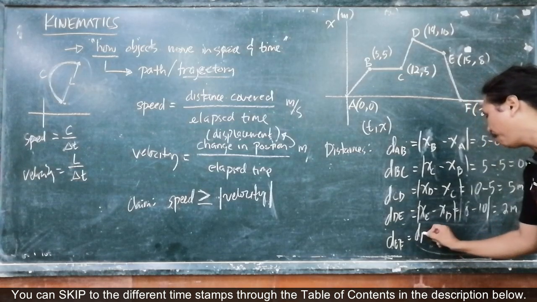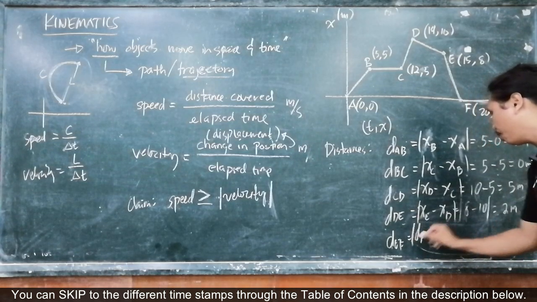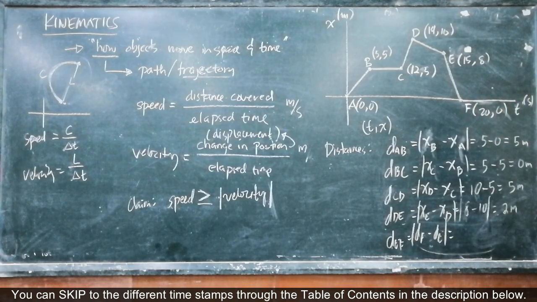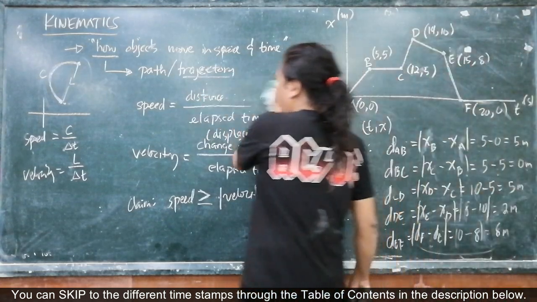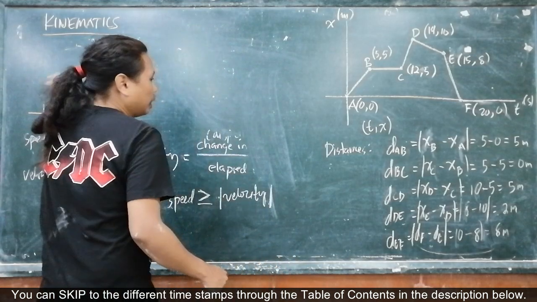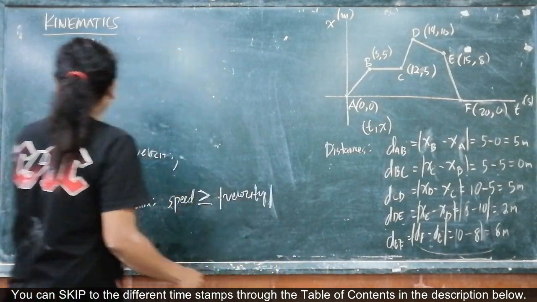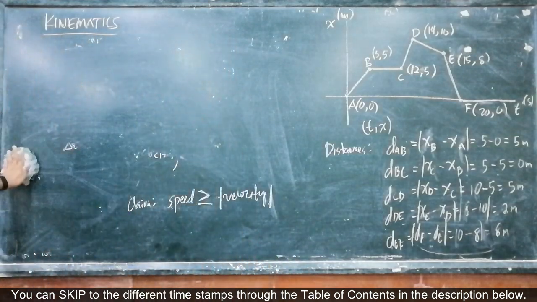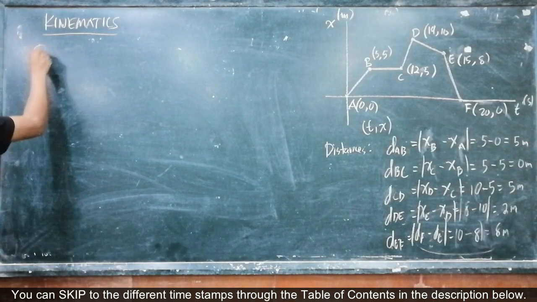Okay? So how about DEF? This is DF minus DE, absolute value. This is 0 minus 8, right? Absolute value, and this is now 8 meters. Now, how about the displacements? These are the distance covered, no, from point to point. How about the displacements?